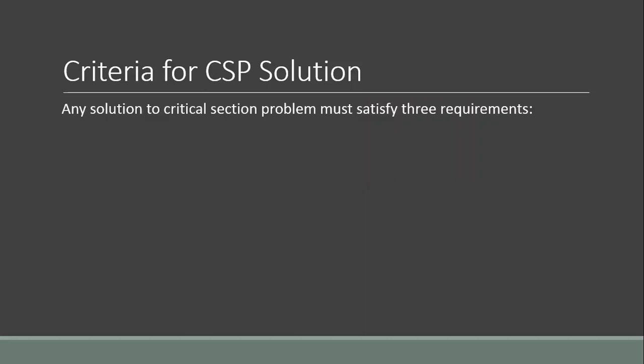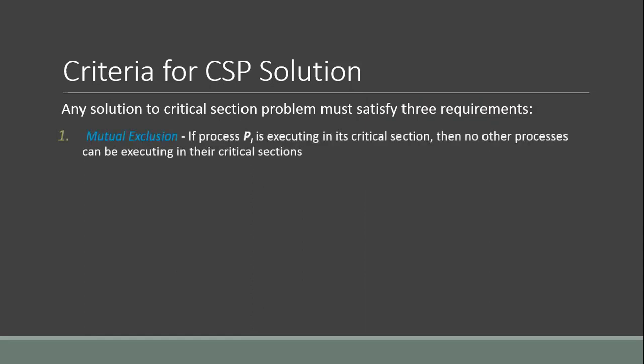Criteria for CSP solution. Any solution to the critical section problem must satisfy three requirements. The first of these three requirements is mutual exclusion. It means if process Pi is executing in its critical section, then no other processes can be executing in their critical section.